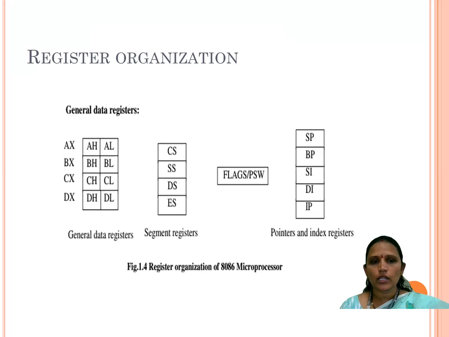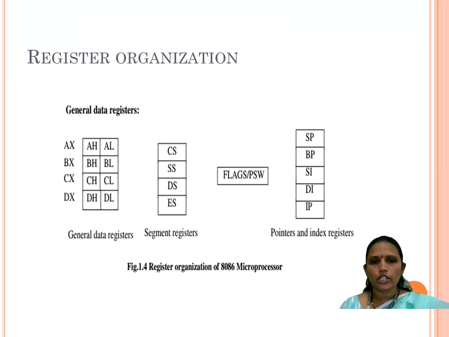These 16-bit registers can be divided into 2 8-bit registers, that is AH and AL, which indicate the 2 8-bit registers. The next is the base register and the counter register, and the last one is the data register. So these all are the general purpose or data registers.